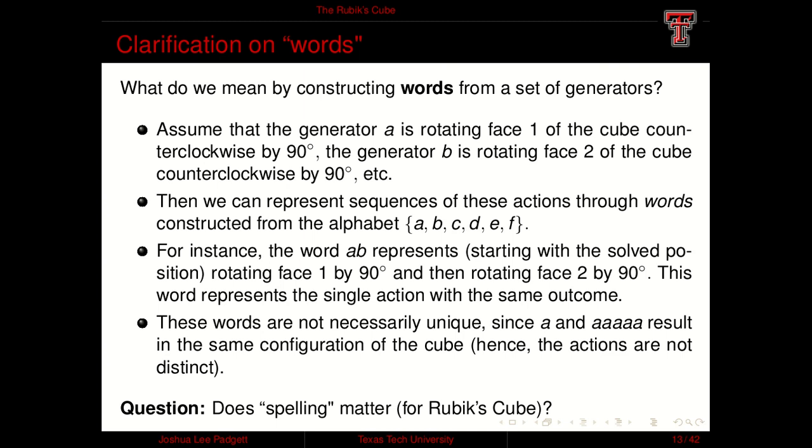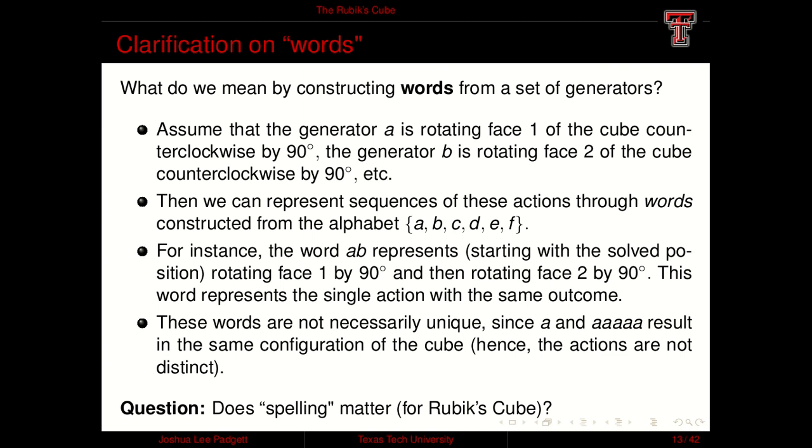And these words aren't necessarily unique because A, rotate face 1 once, and A to the 5th, rotate the face 5 times, result in the same exact configuration. So we can see that even though these words look very different, they represent the same action. And so this is just a succinct way of representing function composition. And you don't need to worry so much about this. This is just another nice way to think about it.